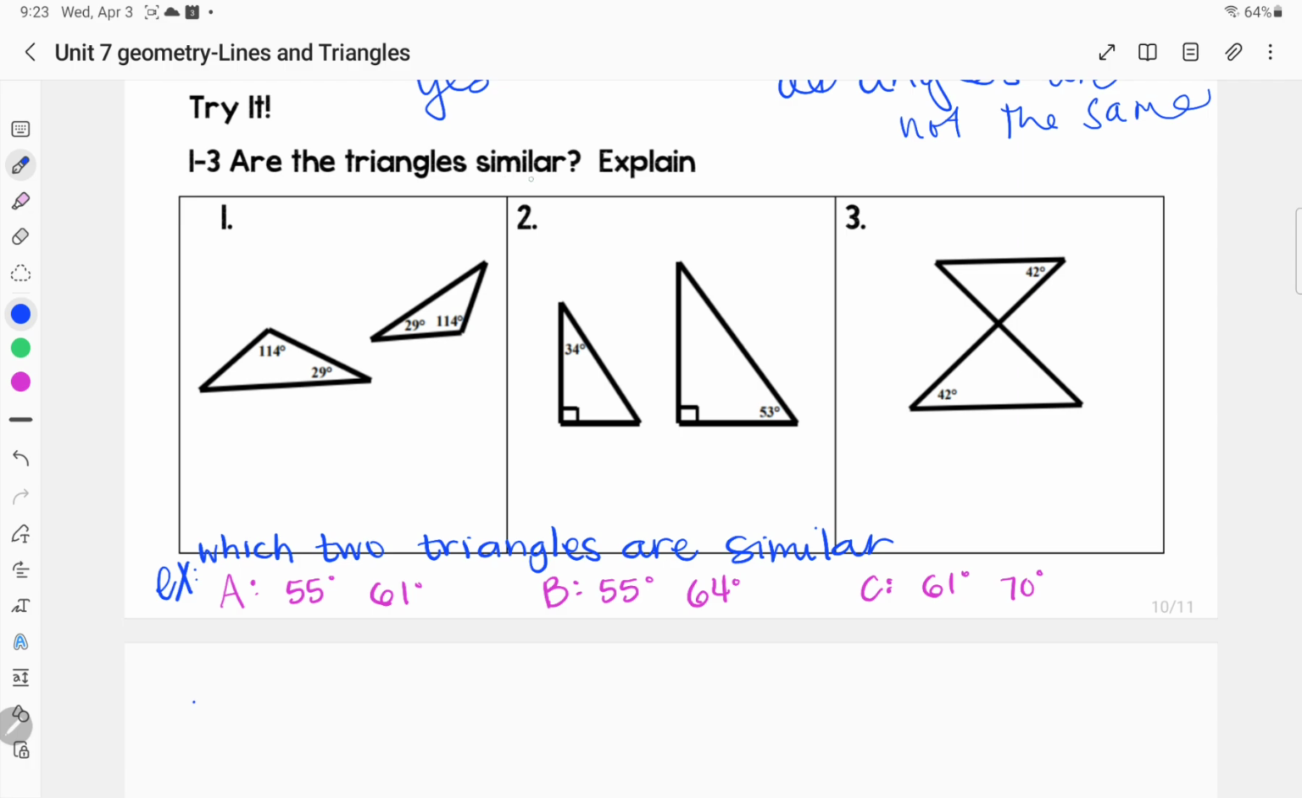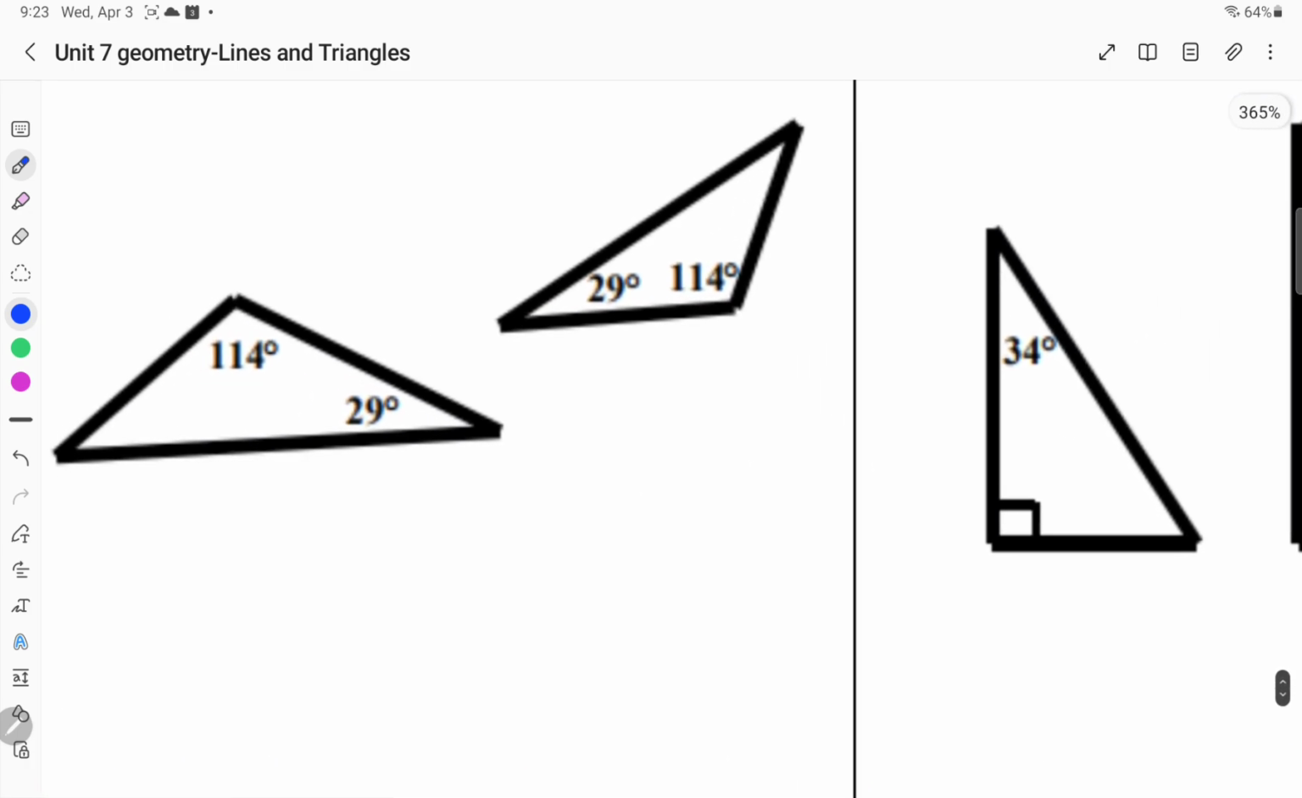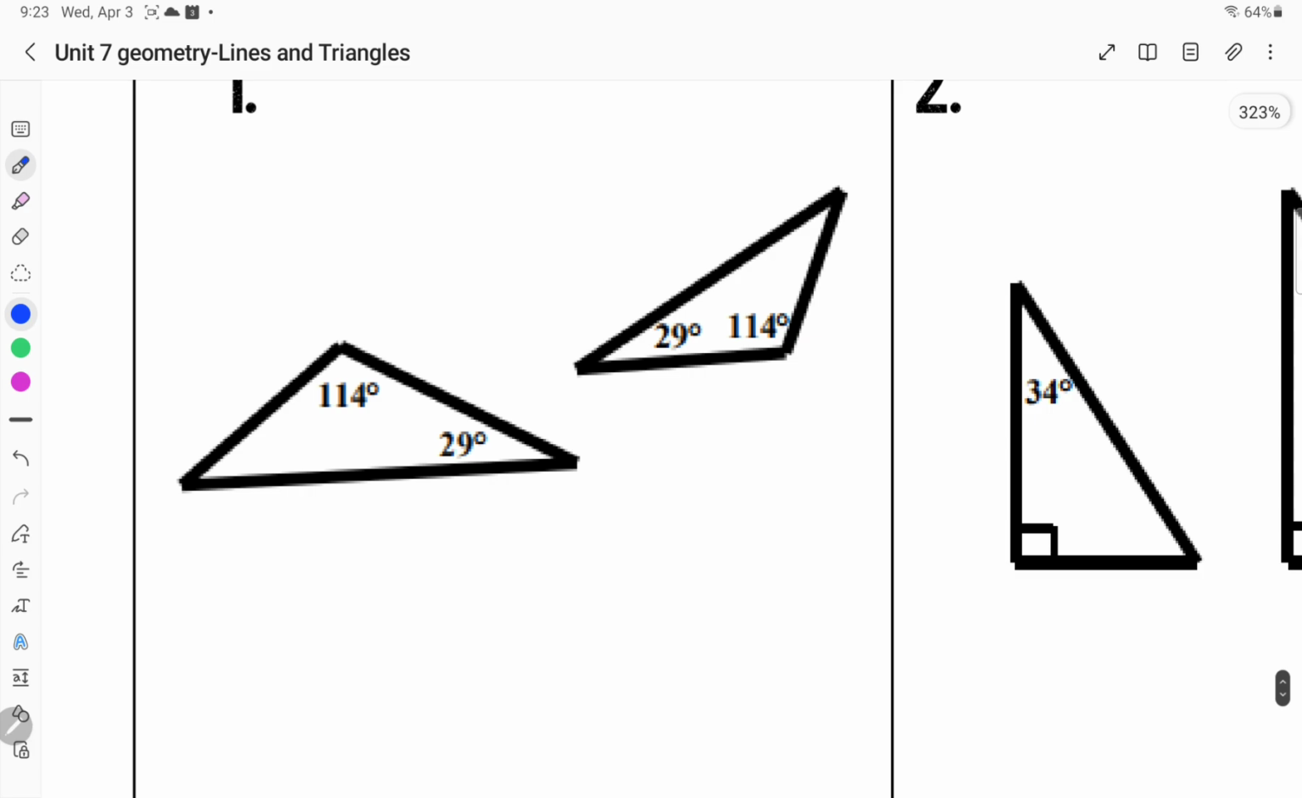So it says, are the triangles similar? So I have two sets of triangles. I am, seriously, guys, I am like going blind here. So I'm going to again just call this triangle A and this one triangle B. So triangle A, I have 114 degrees, 29 degrees. I need to figure out this angle right here.